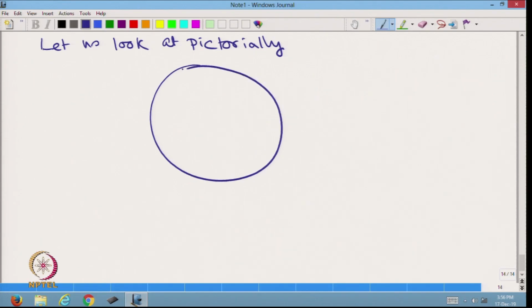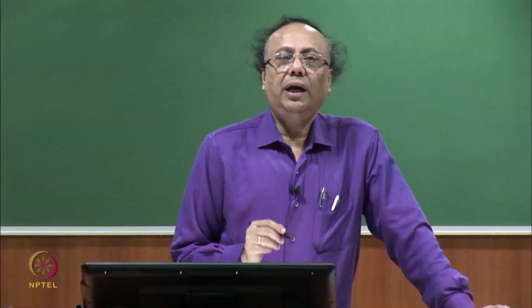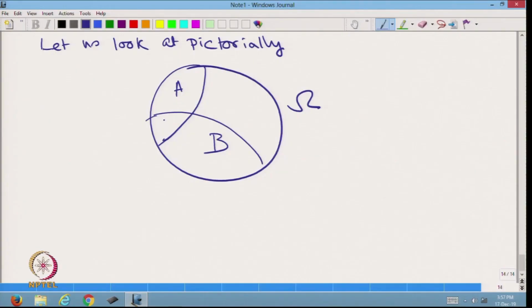Suppose this is my omega, suppose this is my A, and suppose this is my B. Therefore, when we look at the probability of A given B, we are actually looking at A intersection B, which is this event, and given B, we look at its relative measure with respect to the measure of B. That is the conditional probability of A given B.